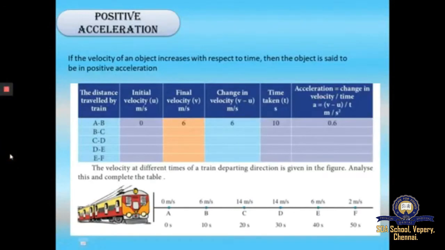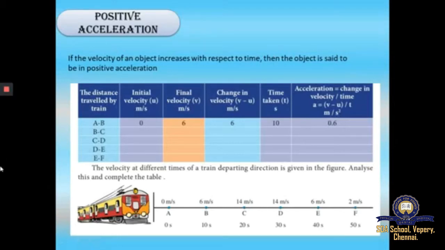Now we will see what is called positive acceleration. If the velocity of an object increases with respect to time, then the object is said to be in positive acceleration. So if the velocity increases with respect to time, then it is said to be in positive acceleration.